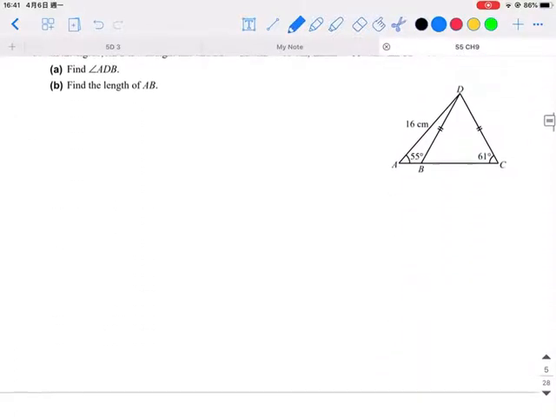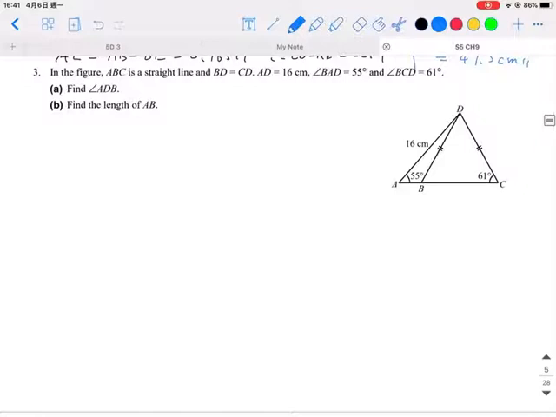So for question number 3, in the figure ABC is a straight line. So the data is mentioned in the graph. So first of all, part A is to find ADB. So this one is our target. So the first step is to find BDC. This is our first step. And then the second step is to find the large angle. And the large one, the second one minus the first one, we can get the answer.